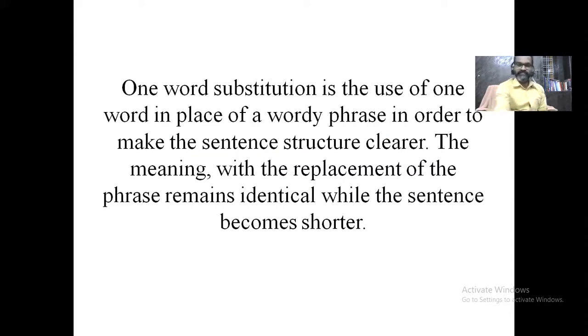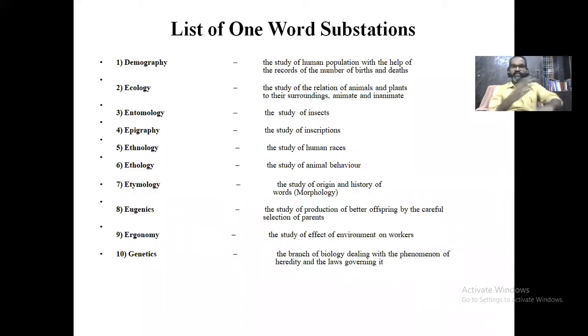So let us see the list of one word substitutions here. I have already given it there. Demography is there. The first word, demography: the study of a human population with the help of the records of the number of births and deaths. So demography, the study of human population.